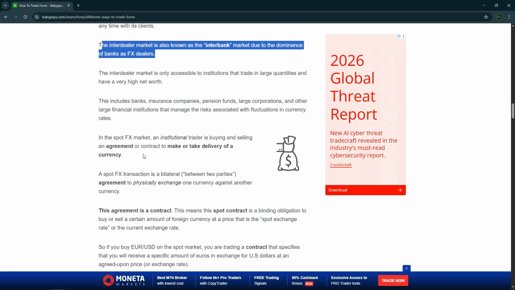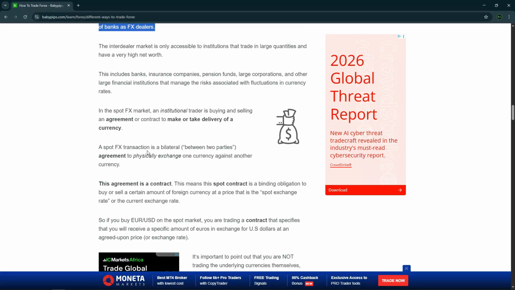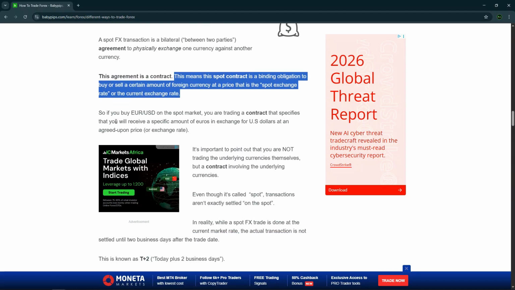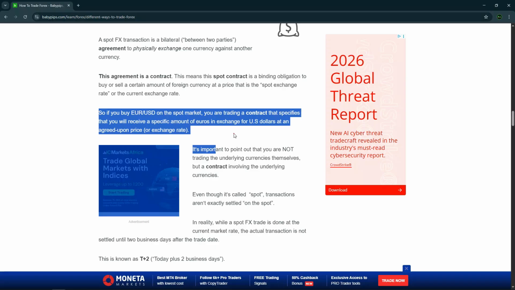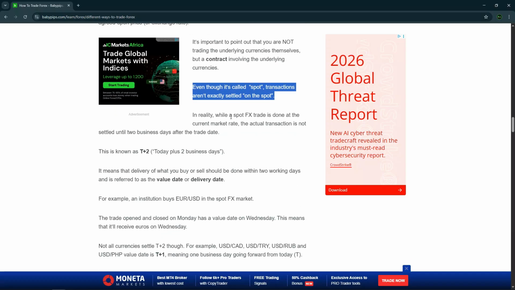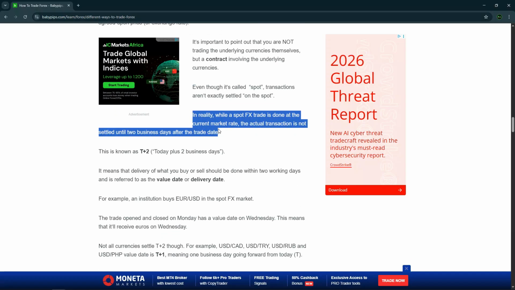Now, here is an important part to understand. When a trade happens in the spot market, it is actually a contract to exchange one currency for another at the current price. For example, if you buy EUR/USD, you are agreeing to exchange US dollars for euros at that current price. Even though it's called spot, the exchange doesn't happen instantly. It usually takes about 2 business days for the transaction to be completed.